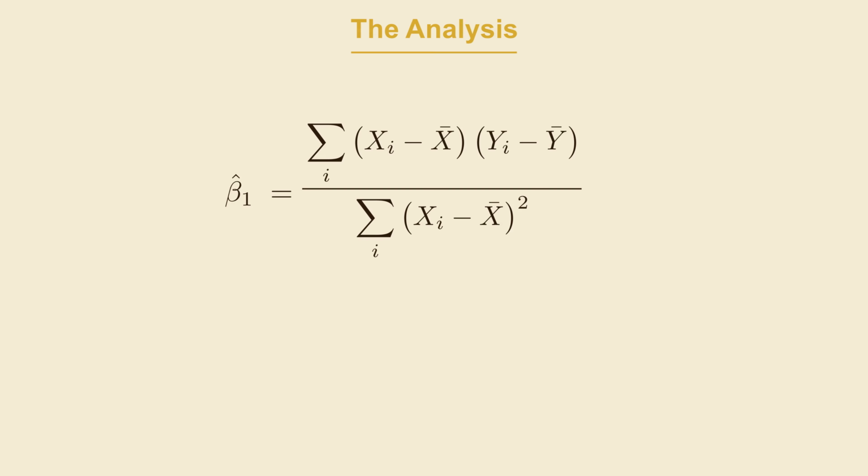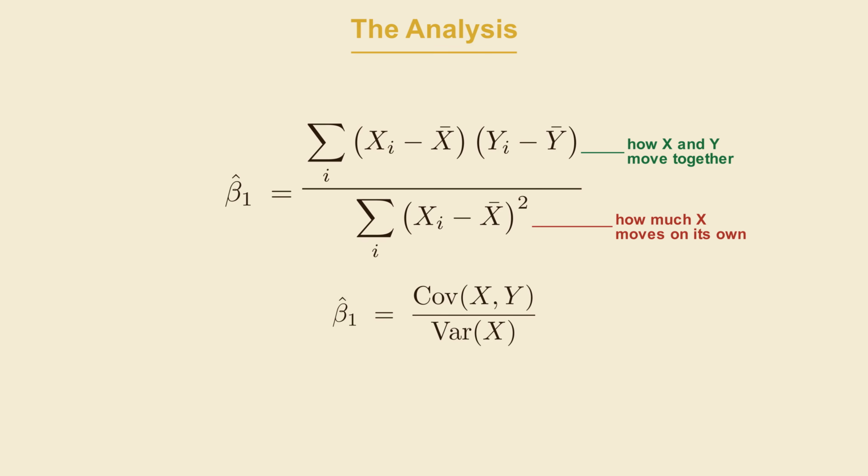Now let's look at what those two pieces are doing. The top is measuring how x and y move together, and the bottom is measuring how much x moves on its own. If you then divide both the top and the bottom by the number of observations, then you get something that we've seen before. The top becomes the covariance of x and y, and the bottom becomes the variance of x. Both of these are straight out of the probability module. So the slope is really just the covariance of x and y divided by the variance of x. The line tilts according to how much x and y co-move, scaled by how spread out x actually is.